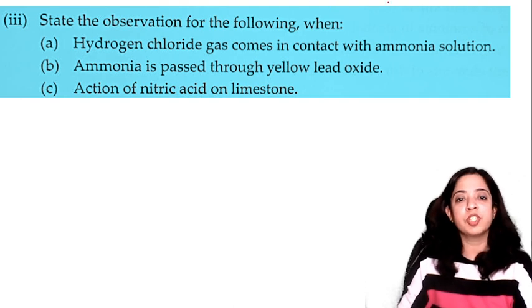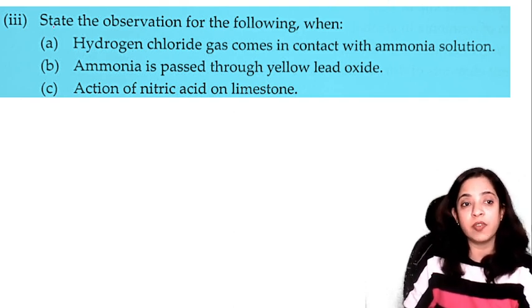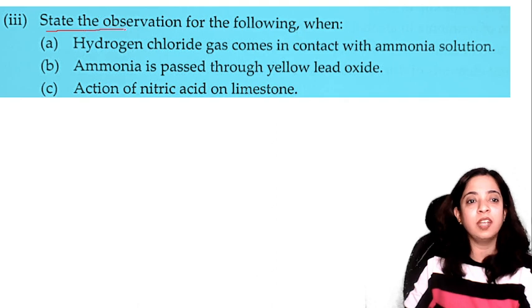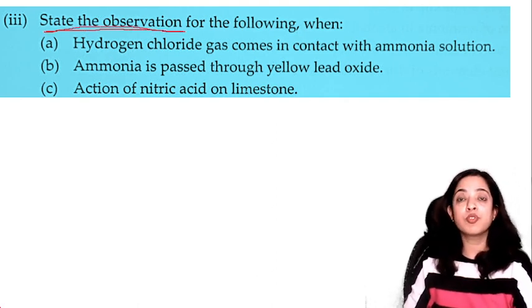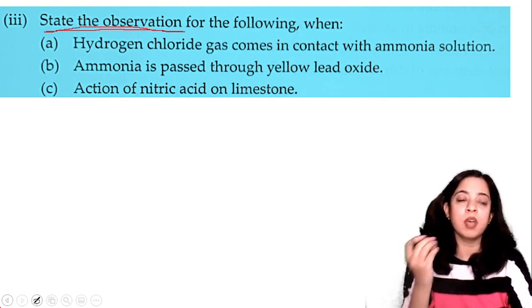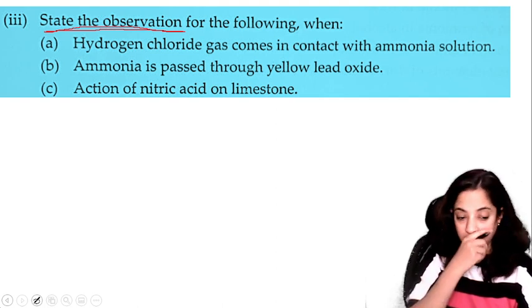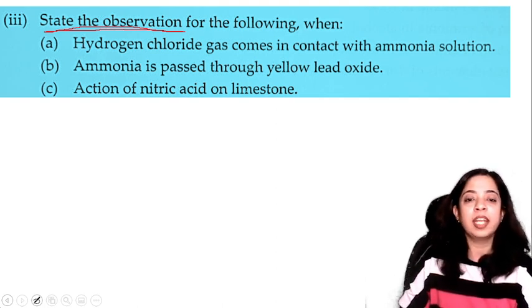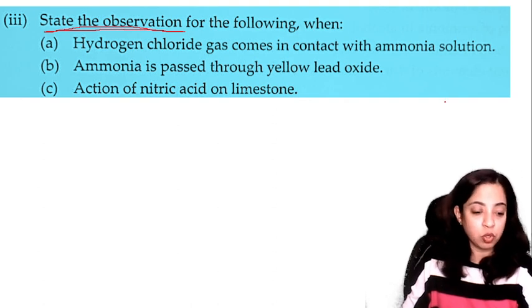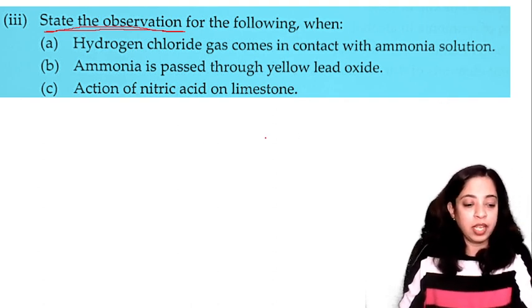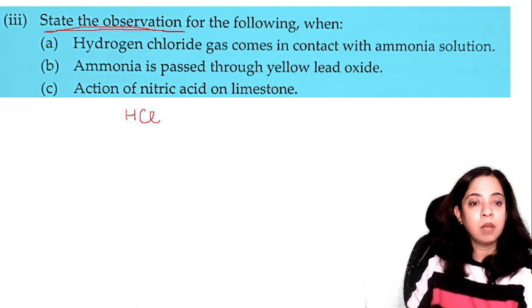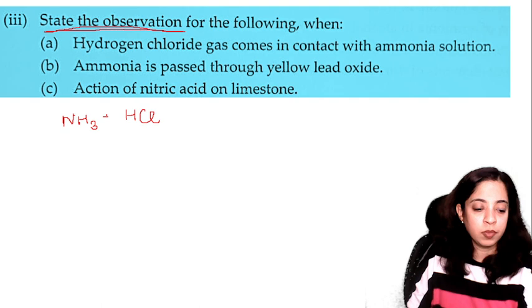Now, state the observation for the following. So, read the question always very carefully. You have to just state what you are able to observe. Okay? You are not supposed to write the full reaction, but what you observe, you are supposed to write. And if you write the reaction, it is all the more good. Okay? So, when hydrogen chloride gas comes in contact with ammonia solution.